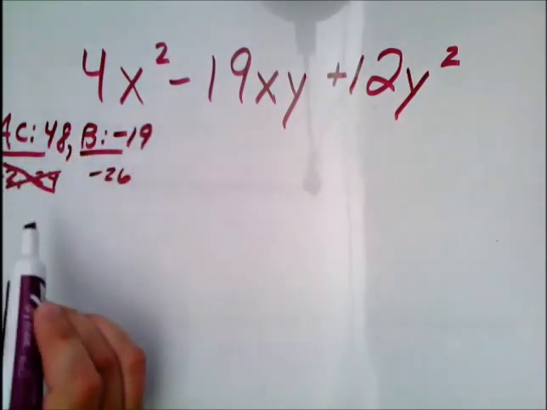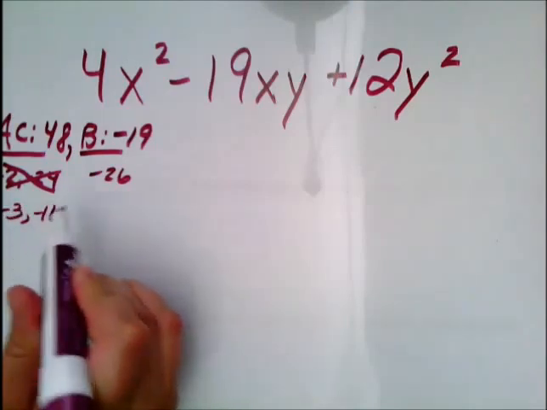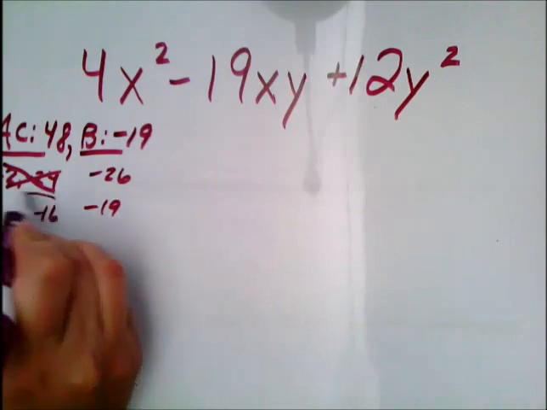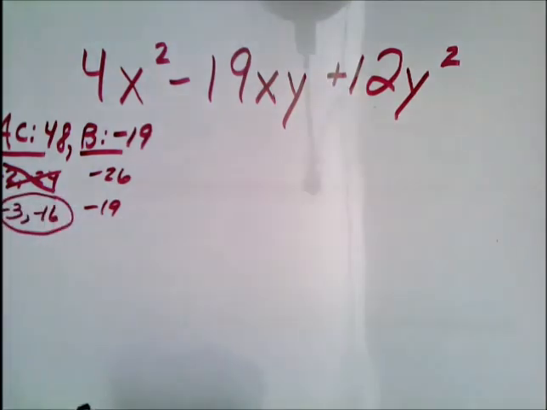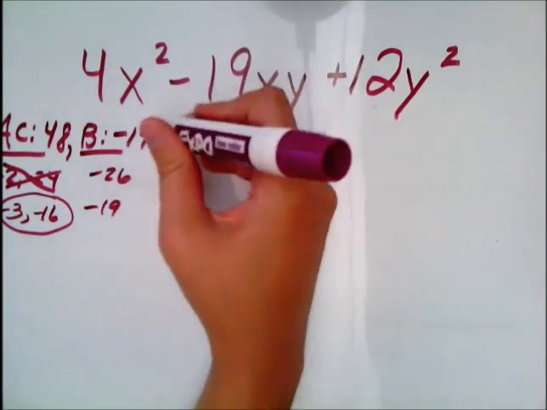So we'll keep writing factors. Maybe 3 and 16 multiply to 48, so negative 3 and negative 16. There we found the two that add to negative 19. What do I do once I find that? Negative 3 and negative 16 are the right way to split up my middle term.